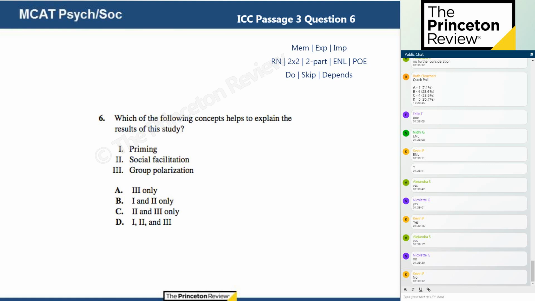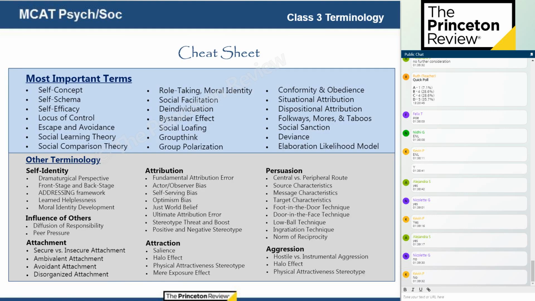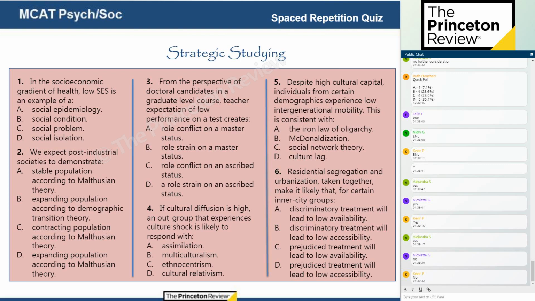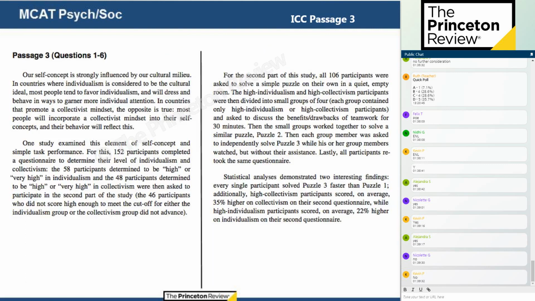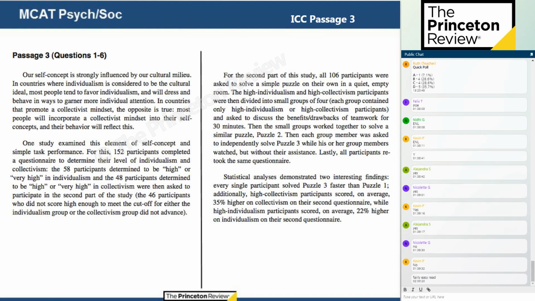Okay, let's take a look at this together. How was that for you guys? What did you think of that? ICC. Fairly easy. Yeah, this is one of the easier ones, right?